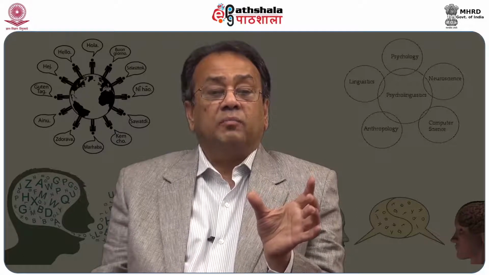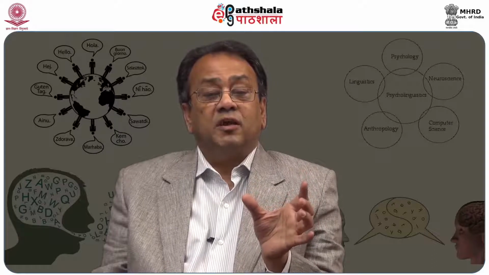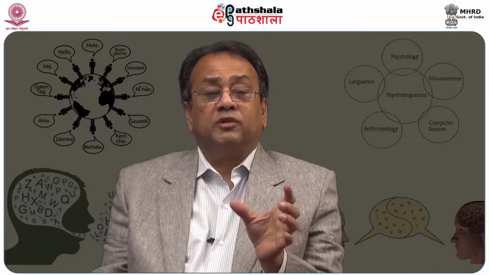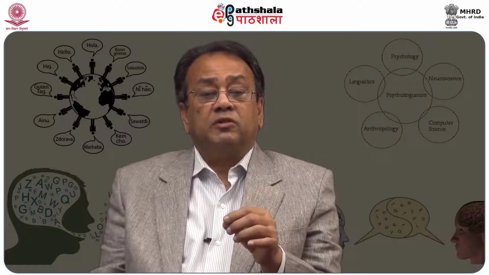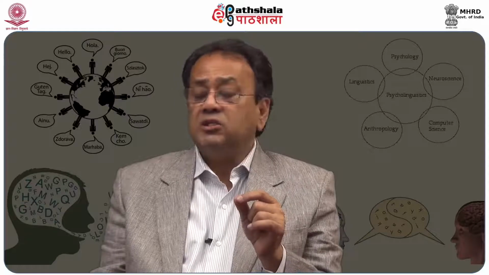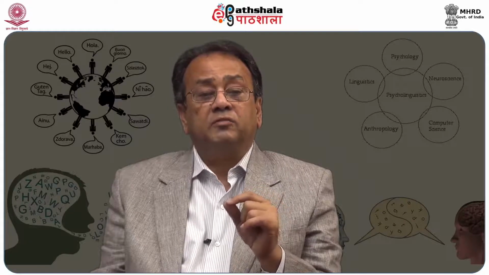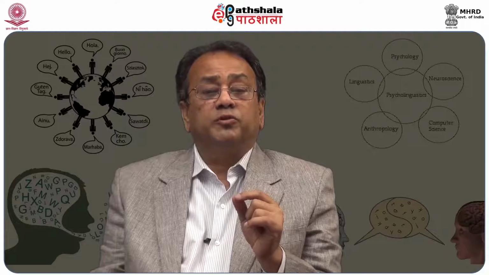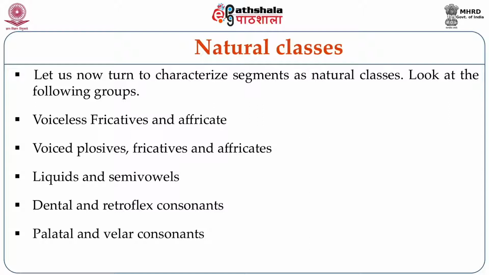So in place of 5 features for voiceless fricatives and affricates, we have only 4 features for voiced plosives, fricatives and affricates, because in characterizing plosives, fricatives and affricates as voiced, there is no need to include the feature plus delayed release, because that only distinguishes fricatives and affricates, but cannot be applied to plosives. And so the list goes on. We have liquids and semivowels, dental and retroflex consonants, palatal and velar consonants, etc.